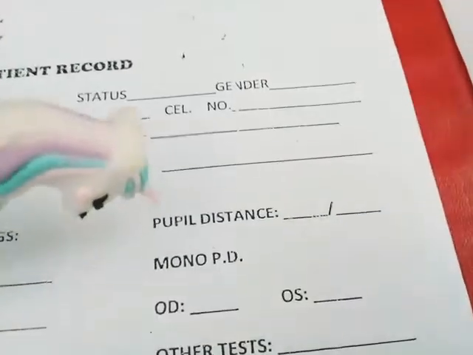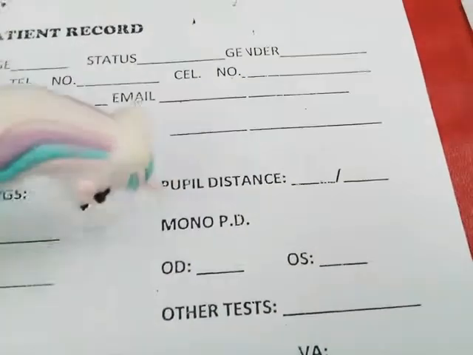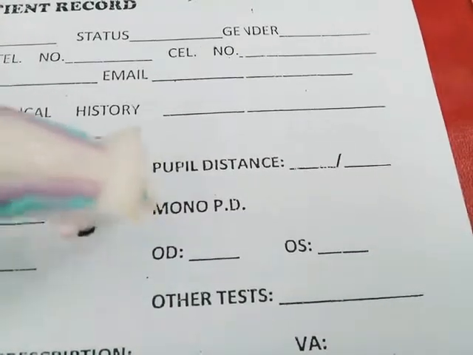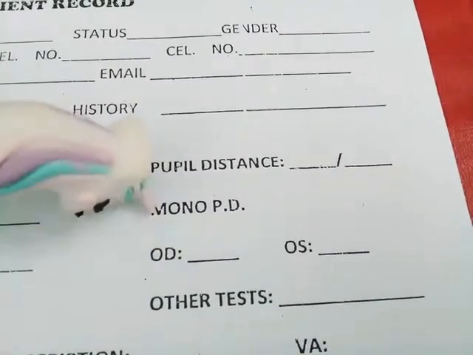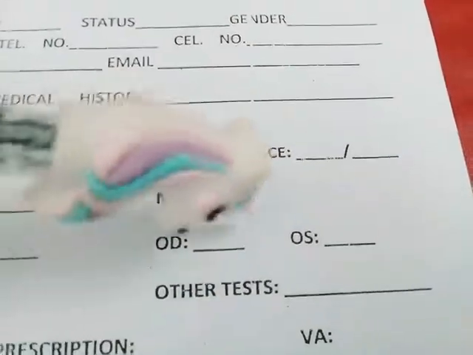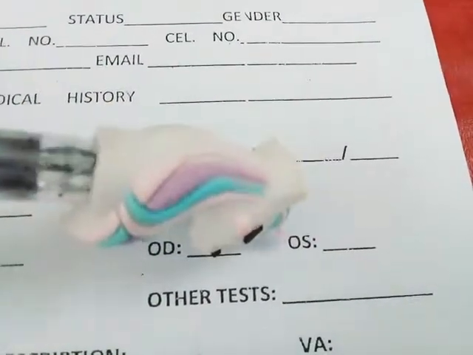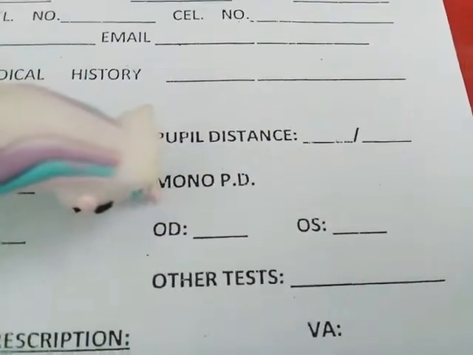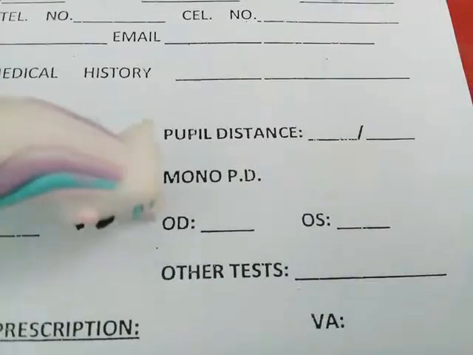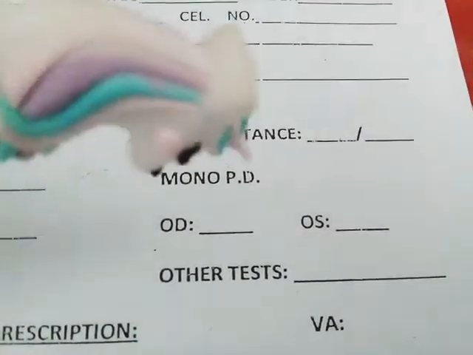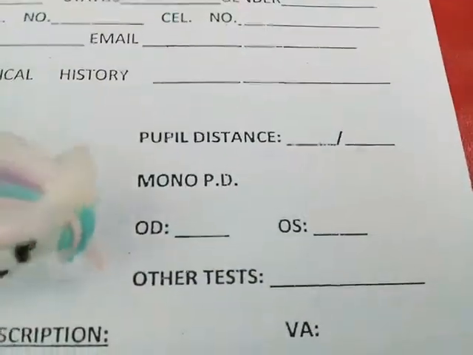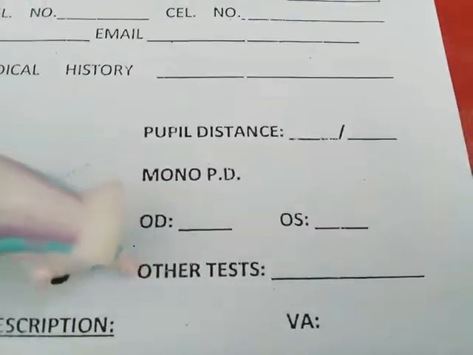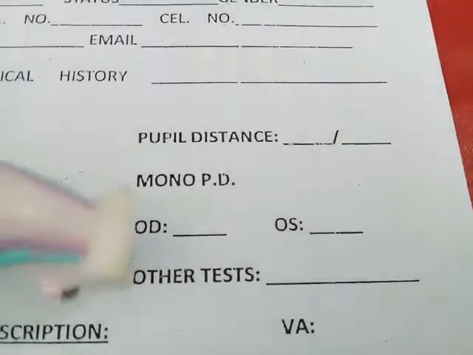And then we also have this pupil distance, so the distance of the two eyes. Monopd means monocular pupil distance. So OD is for the right and OS is for the left, scientific shortcut. This is taken if the patient has unequal eye distances, so you will put it there. And other tests, if you have color vision or this light test, you will indicate it here.